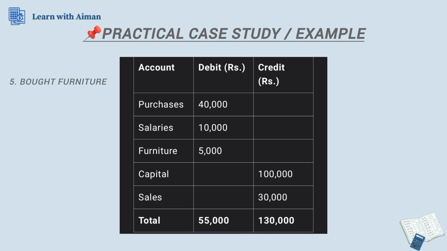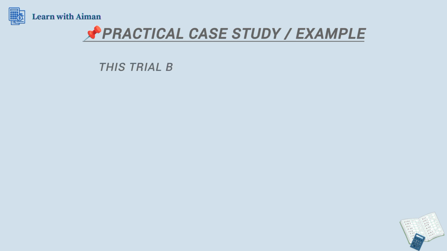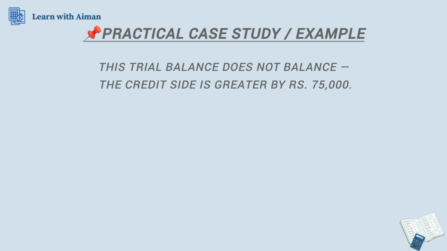Bought furniture of rupees 5,000. It's also an expense and our cash is decreasing. So we are putting it on the debit side. So here our total on the debit side is 55,000 and the credit side is 1,30,000. This trial balance does not balance. The credit side is greater by 75,000.